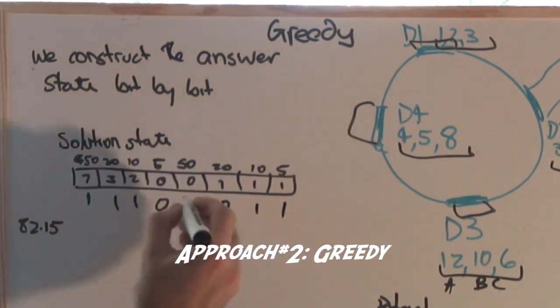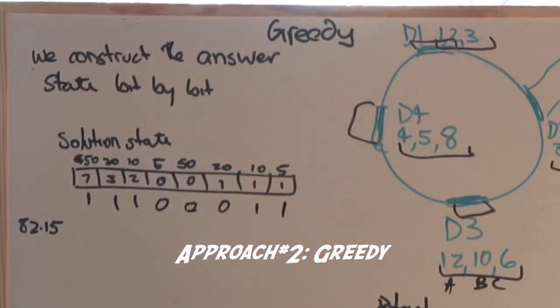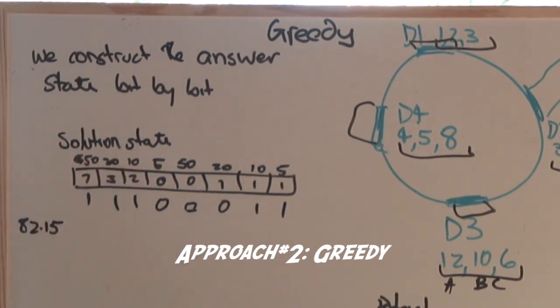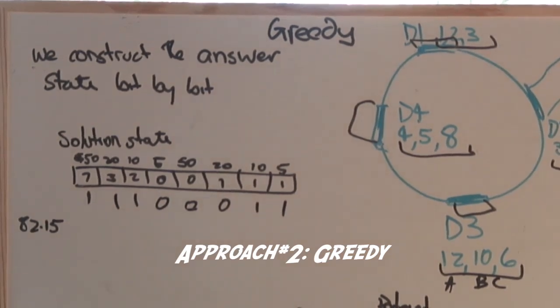That looks binary, doesn't it? Of course, it won't always be binary. It won't always look like that. So I can solve each of these subproblems, a problem of how many 50s, a problem of how many 20s, a problem of how many 10s. They're independent of each other if I solve them in a particular order. And that's what permits me to use a greedy solution to this problem.